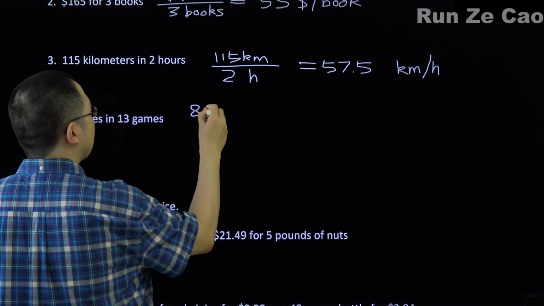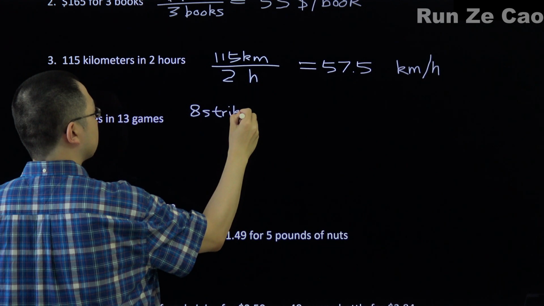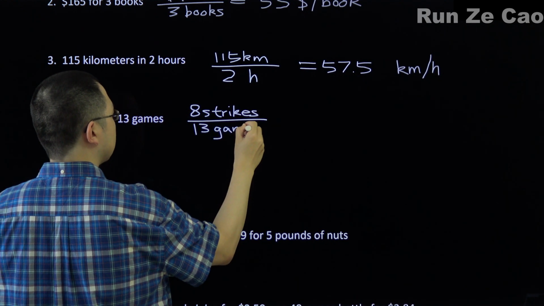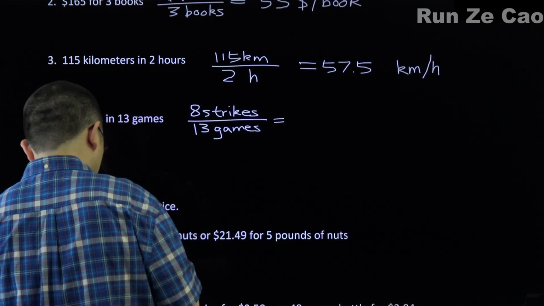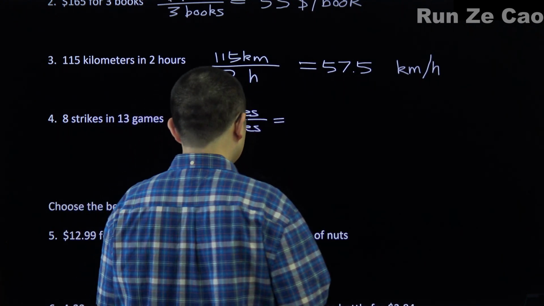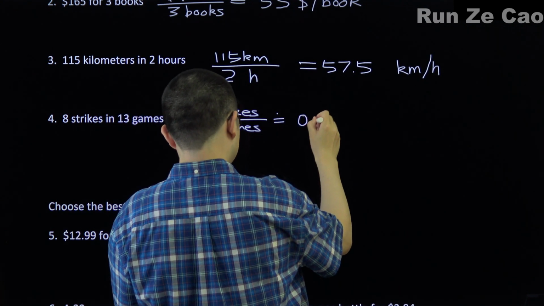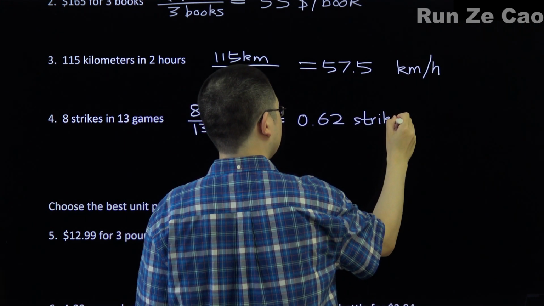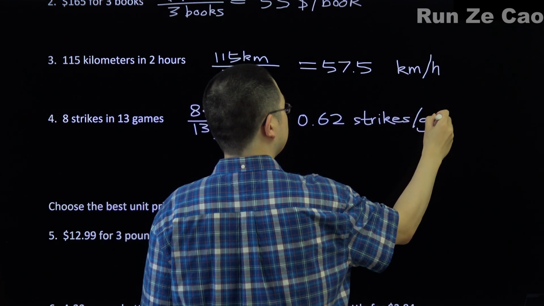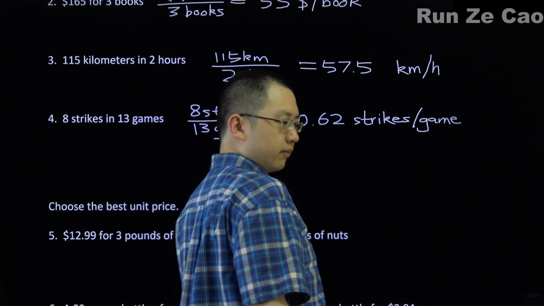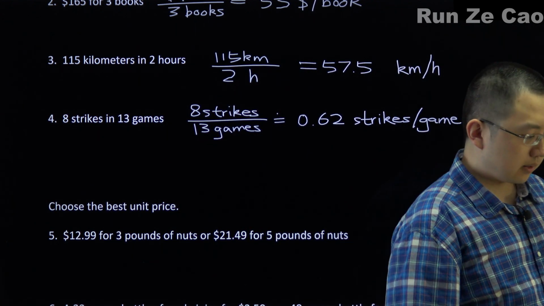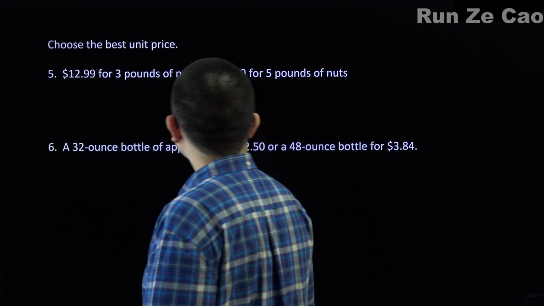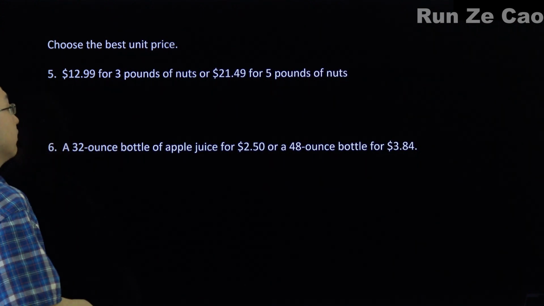Okay, so 8 strikes over 13 games is equal to 8 divided by 13, approximately 0.62 strikes per game. Now let's say we want to choose a best unit price, $12.99 for 3 pounds of nuts, or $21.49 for 5 pounds of nuts.